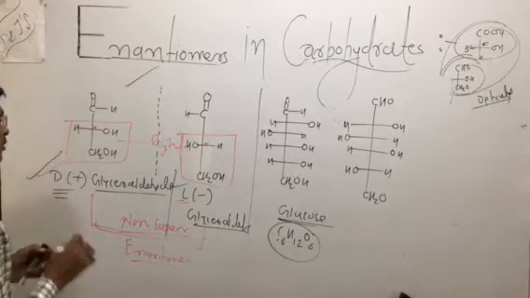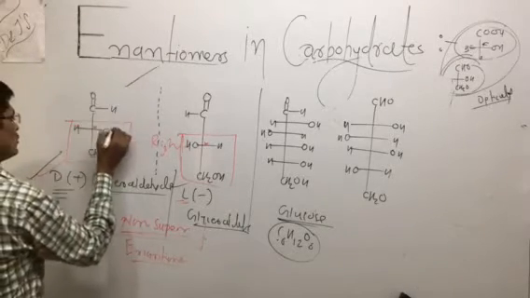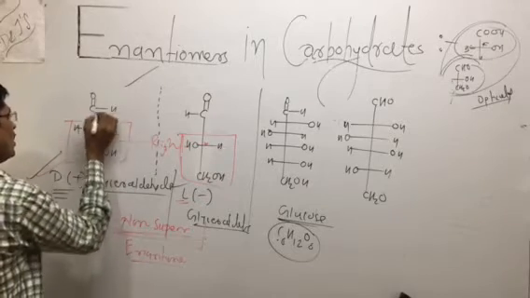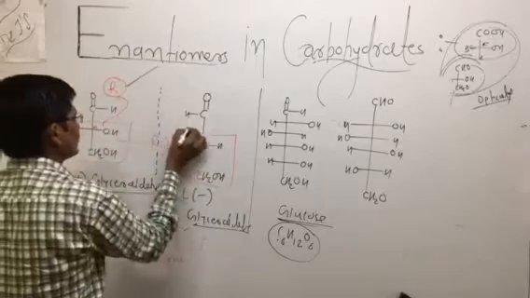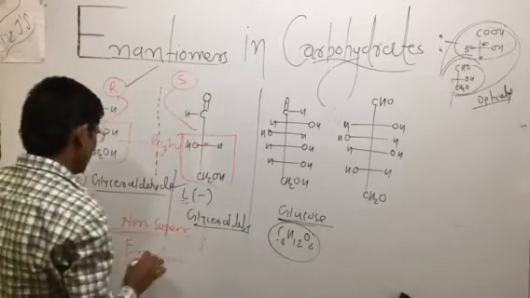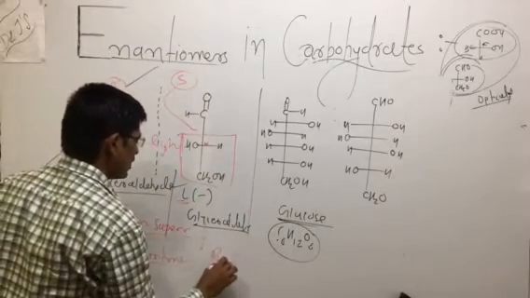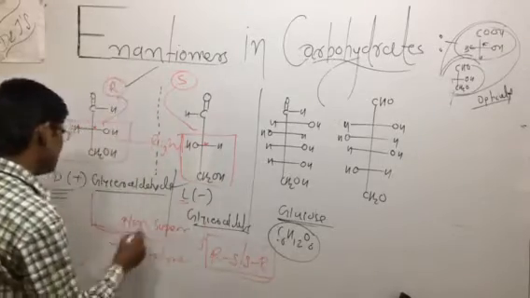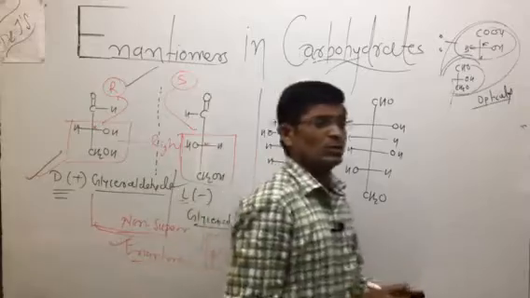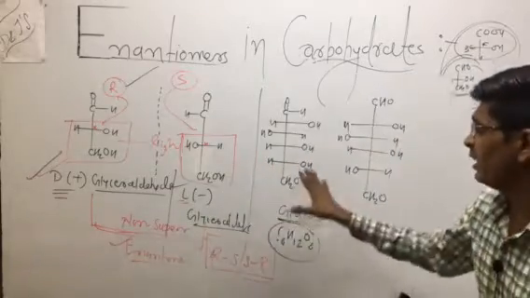If the hydroxy group is on the right hand side, this type of configuration is the R configuration, and this compound is the S configuration. The relation shows R to S, or S to R. So these types of relation are enantiomers of each other.